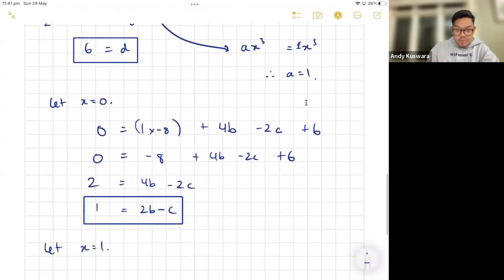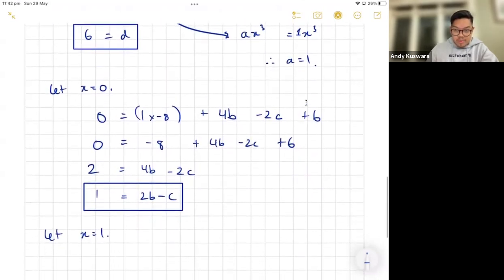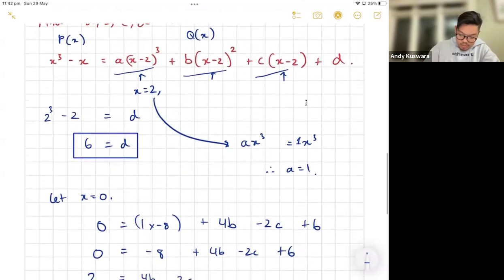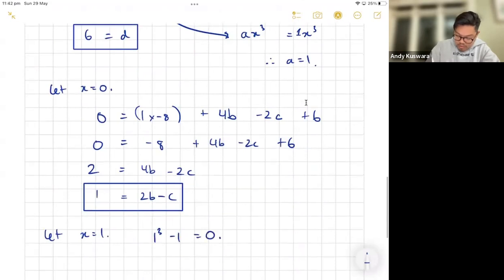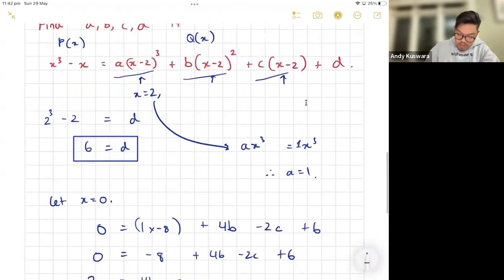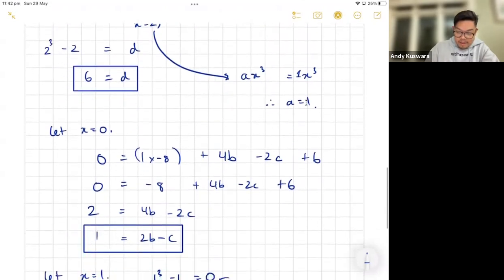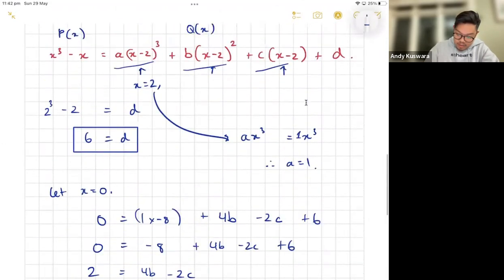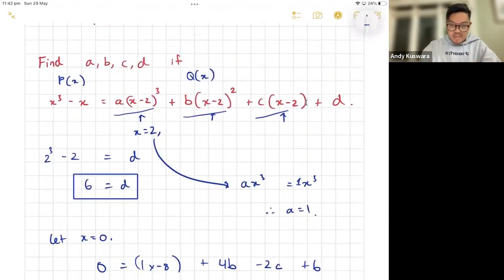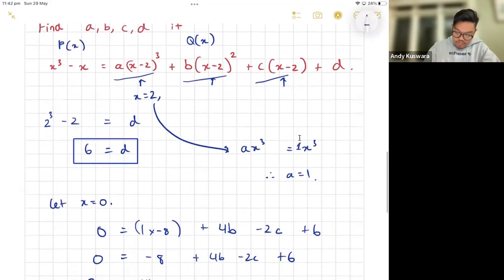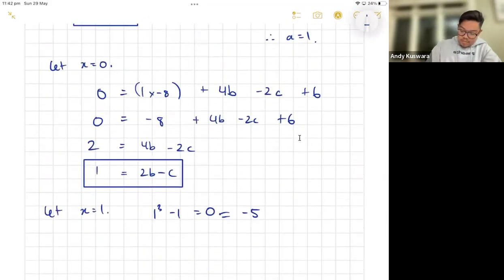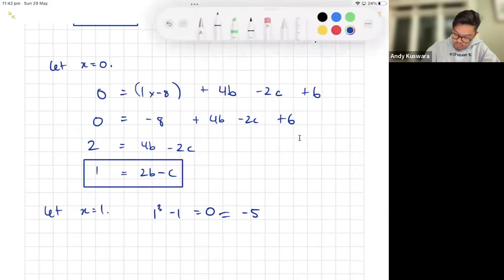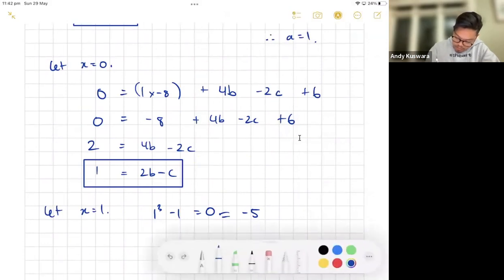If we let x equal 1, we're also going to get something that equals 0 here, because the left-hand side will be 1 cubed, take away 1, which equals 0. And that's going to equal the same thing as, once you substitute everything and put it all in, it should equal -5. Now, I'm not going to go through it for this example, but you just substitute it all the way in. And so from there, hold on. Let me fix that up a little bit.